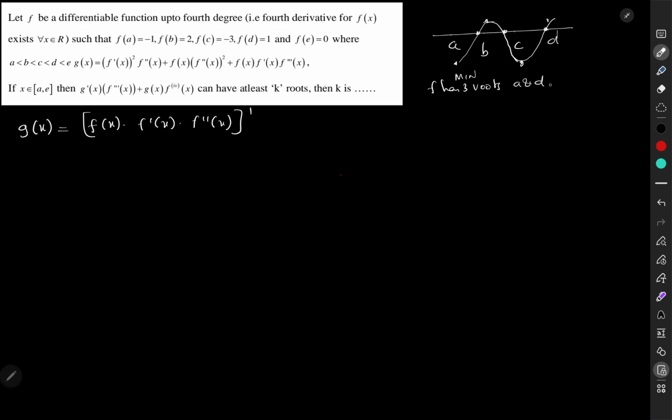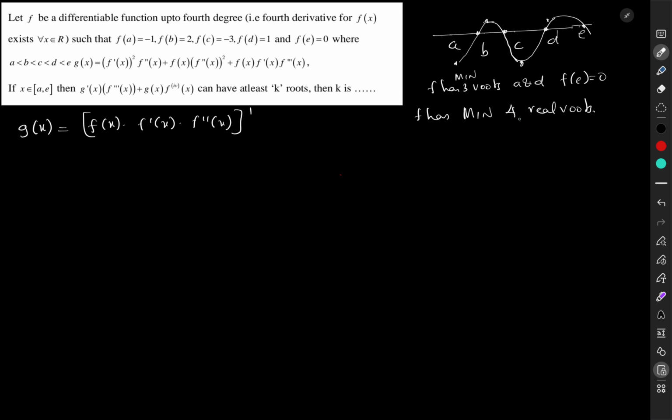Now a and d, okay, and they also told that f of e is also 0 and e is more than d, so something like this. Okay, this is for sure. This is not the proper graph, this is a rough graph. Okay, as per the intermediate value theorem we can say that f has at least 4 real roots. Okay, 4 roots, that's it.